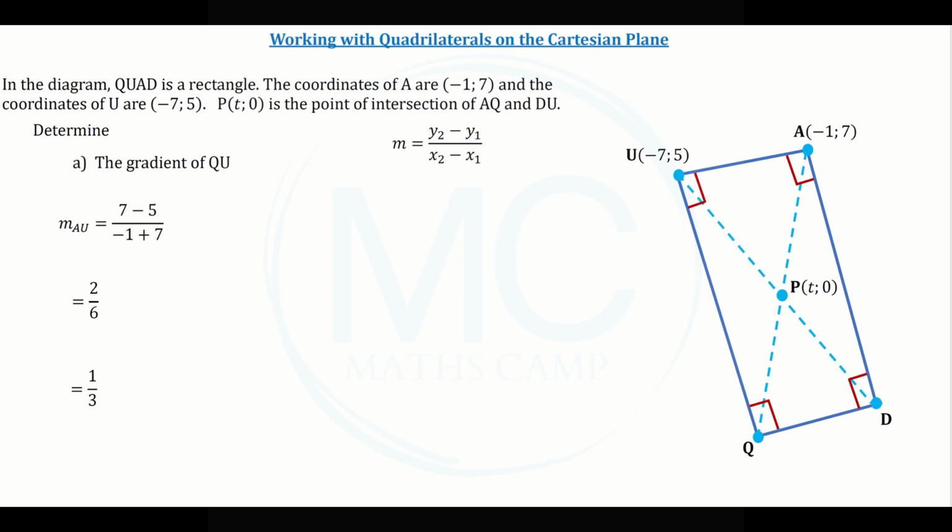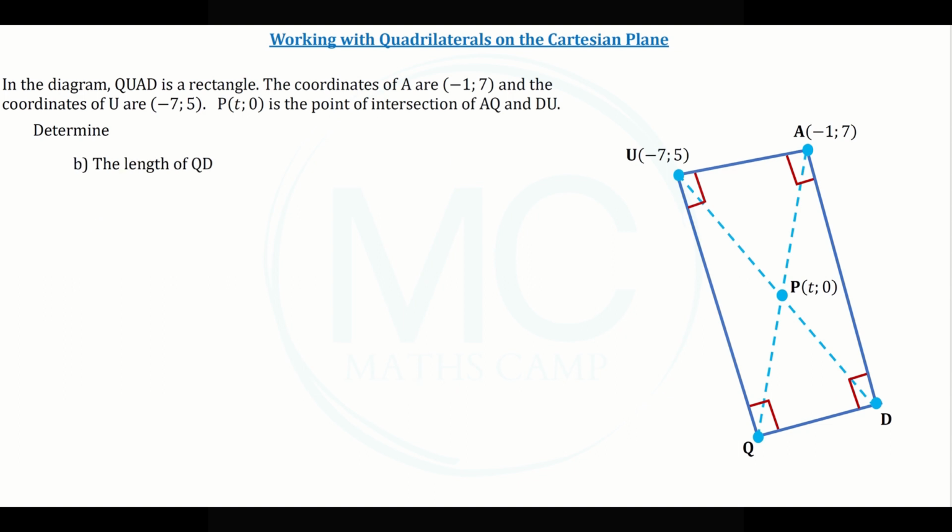QU is perpendicular to AU, so the gradient of QU will be the negative reciprocal value. So we can say the gradient of QU is equal to the negative reciprocal of the gradient of AU. The gradient of AU is positive, so this becomes negative. Let's flip our fraction and we get 3 over 1, which is simply 3. And now we can move on to part B.